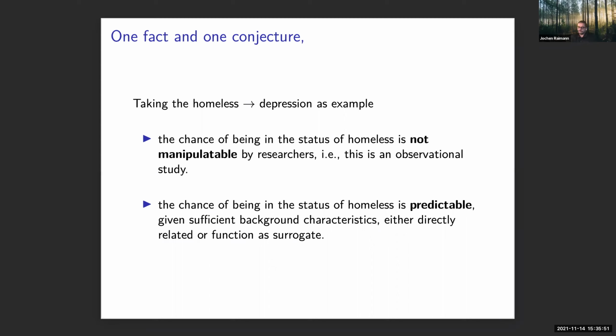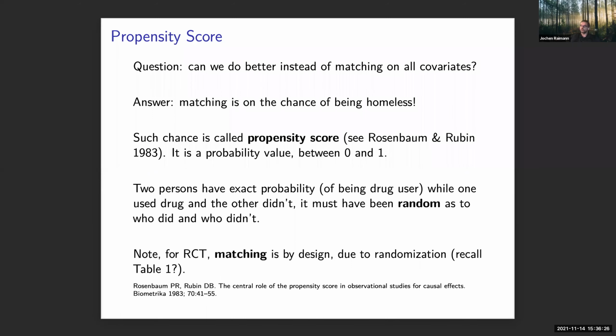However, it may not be manipulatable, but it is definitely predictable. Meaning that when you have a large enough sample, you can try to predict the status of your exposure. So being homeless is predictable, and you can use this to build a function to essentially predict that and use that for insights to match it with your control cohort. And this is essentially what the propensity score does.